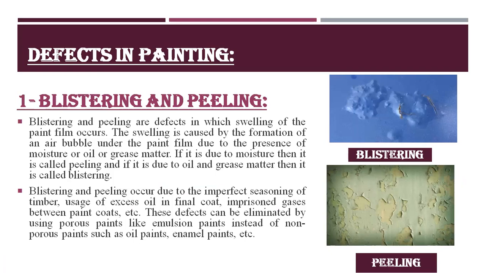Blistering and peeling occur due to imperfect seasoning of timber, usage of excess oil in final coat, and imprisoned gases between paint coats. These defects can be eliminated by using porous paints like emulsion paints instead of non-porous paints such as oil paints and enamel paints.